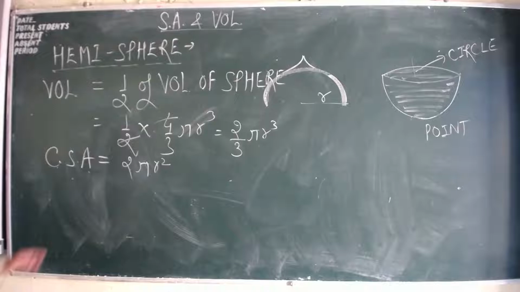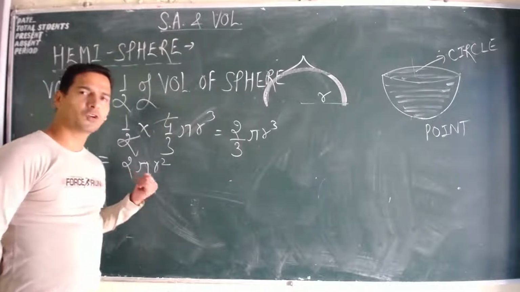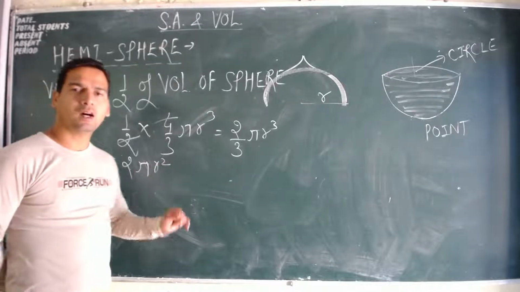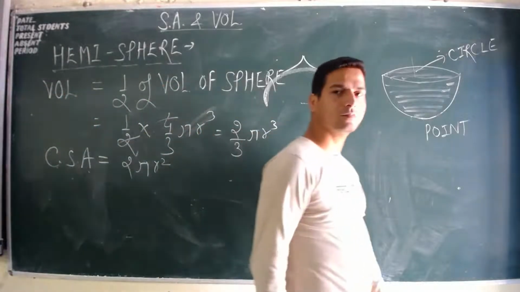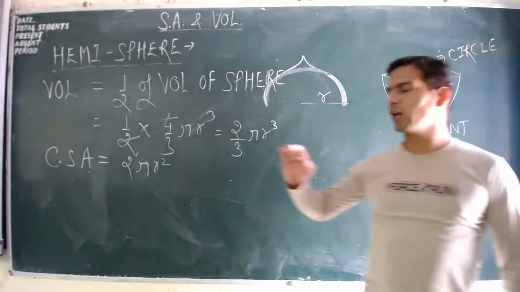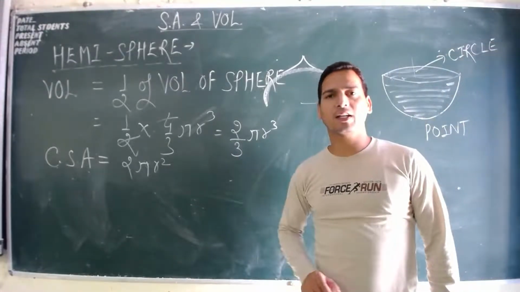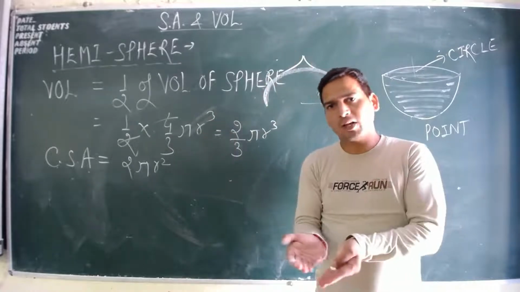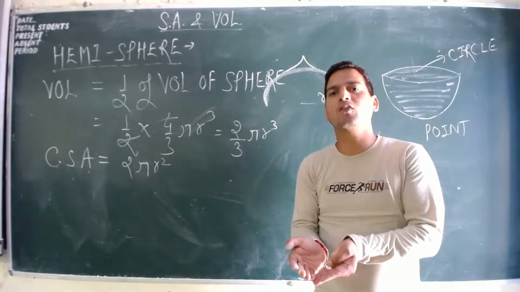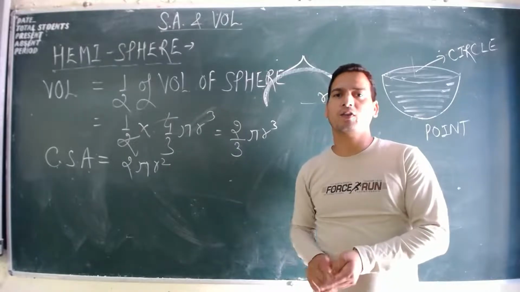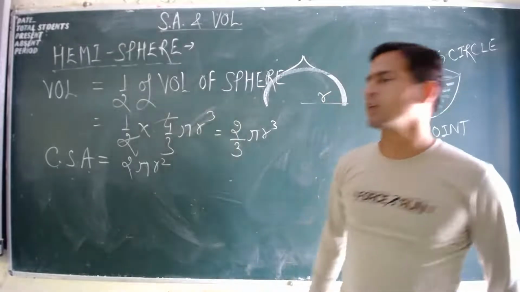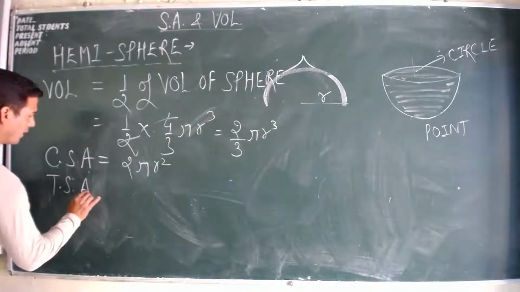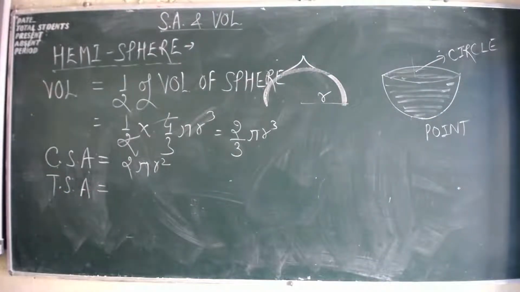Clear? So the curved surface area is 2 pi r square. I hope you all have understood how 2 pi r square has come. The complete surface is 4 pi r square, and half the surface, which makes the curved surface area of the hemisphere, will be 2 pi r square. Now, total surface area.